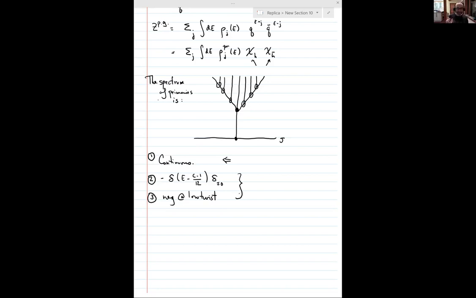So let's see if we can fix these. And in particular, what I'd like to do is focus on this negativity at low twist. In particular, this is a very clear violation of unitarity.